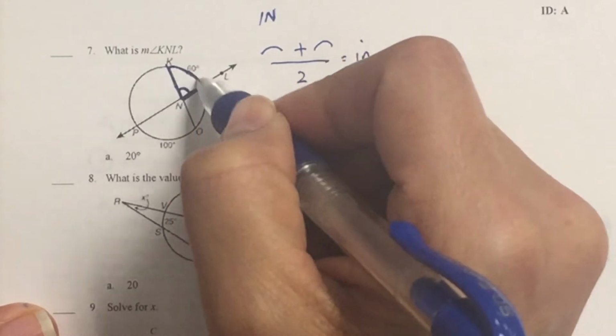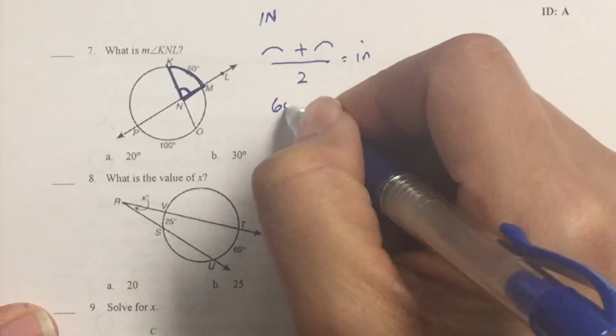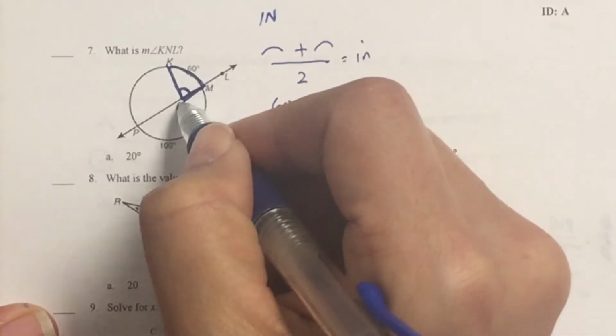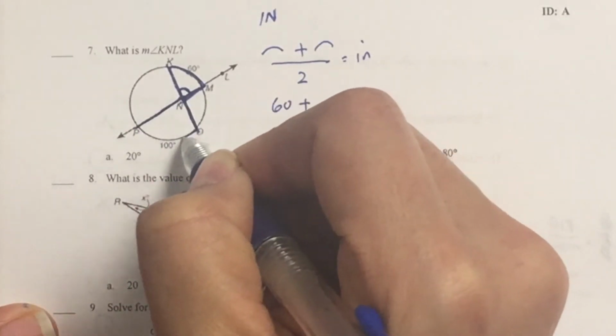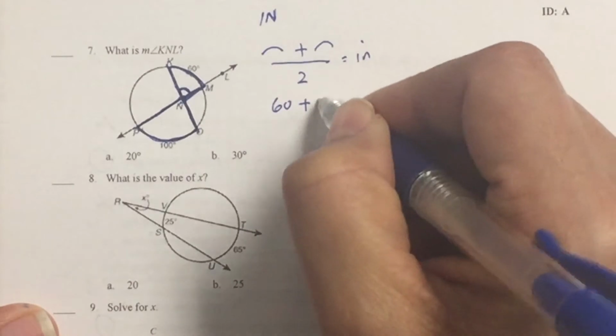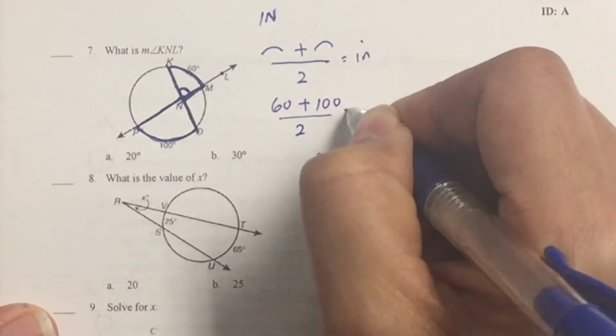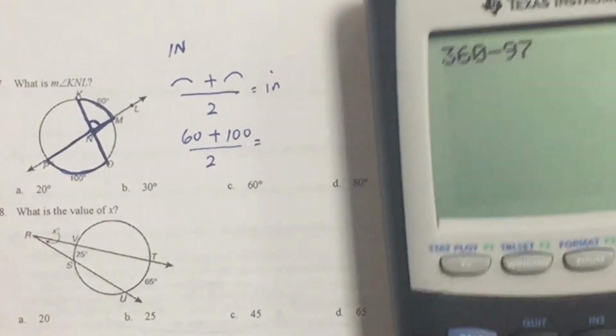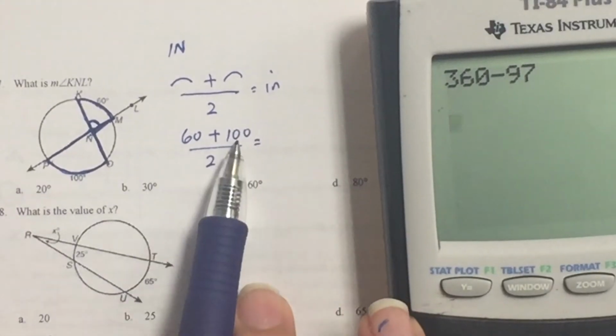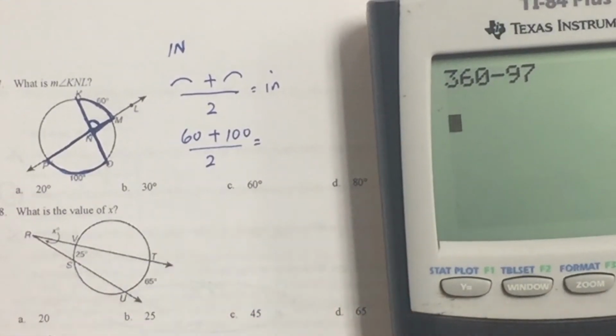So this is an arc right here. So that's going to be 60 plus. And then you keep going with that same V, which is 100, divided by 2 is going to give me the inside. So you take a calculator. And that's really 60 plus 100, 160, divided by 2 is 80.